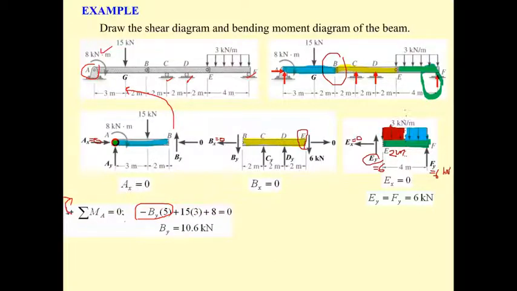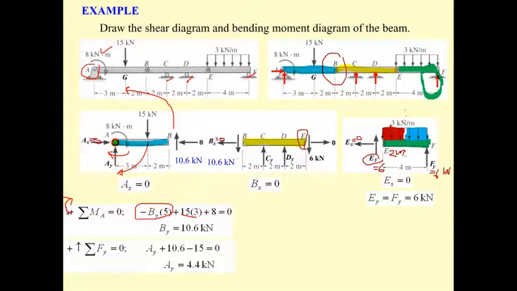And this side is going to rotate clockwise. 15 times 3, and the last one is also clockwise. This is clockwise. This is plus 8. So we get B sub y of 10.6. And if this is 10.6, this B sub y is also 10.6.